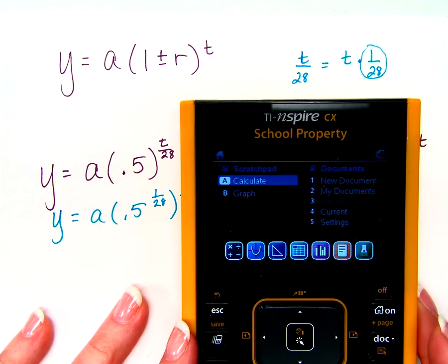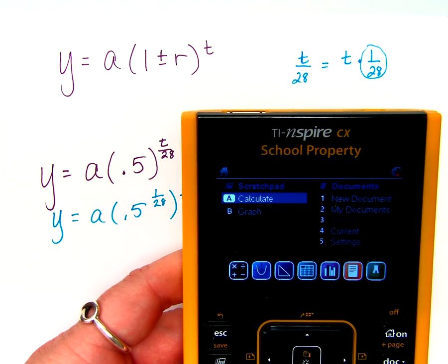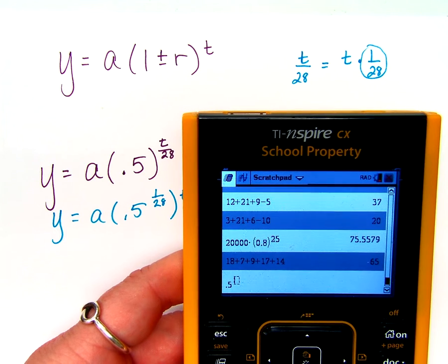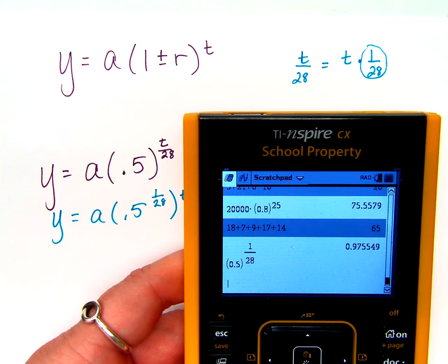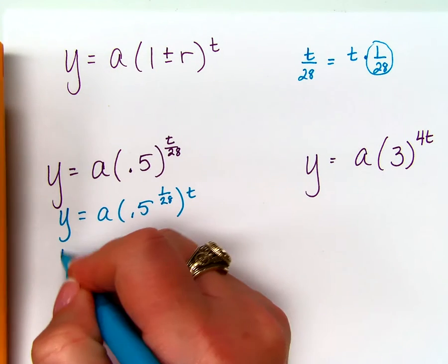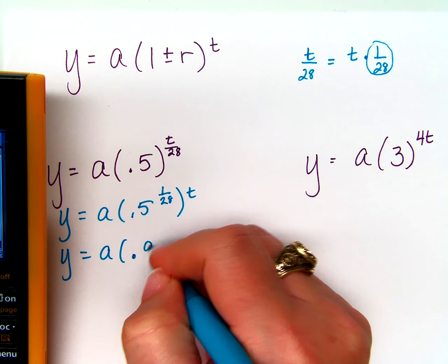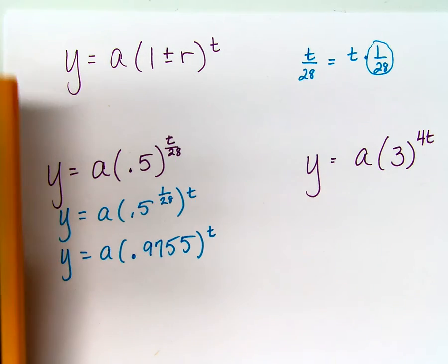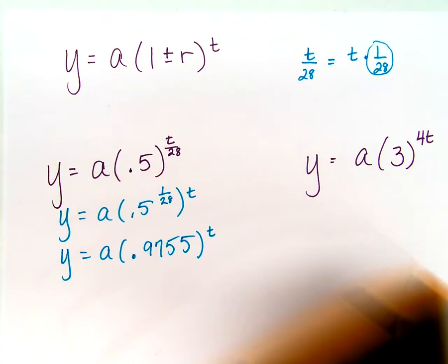As do you. Okay? So I can say 0.5 raised to the 1/28th power. So I can get y equals a times 0.9755 to the t power. Is it okay that I rounded that one? Is that all right? Okay.